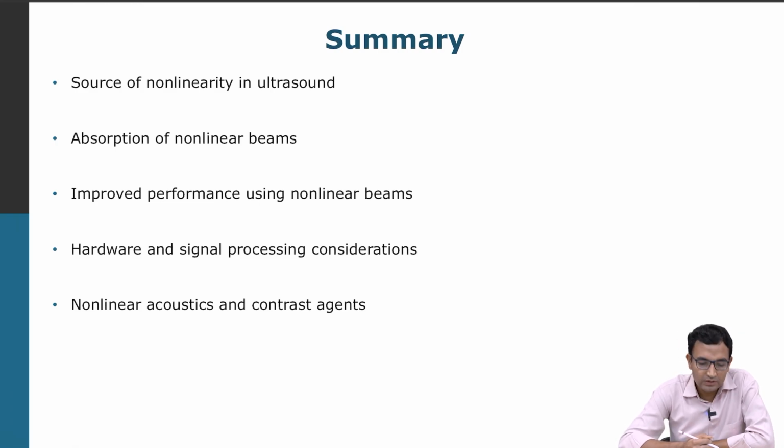Well, so to conclude this lecture, let us just summarize what we have learned. We learnt about sources of nonlinearity in ultrasound, and cavitation being one and nonlinear propagation is the other. We also learnt about the absorption of nonlinear beams, how the higher frequencies generated by these beams will be absorbed more. This can lead to temperature elevation. We discussed how nonlinear beams can improve the performance because of better resolution of these beams, also because of lower side lobes, which leads to lower clutter and better contrast.